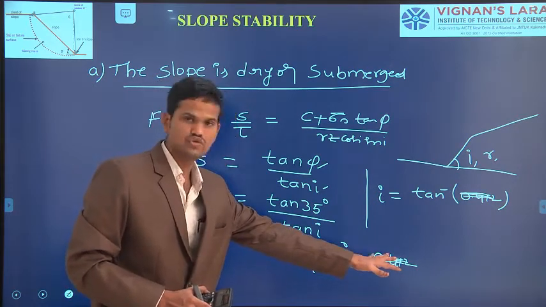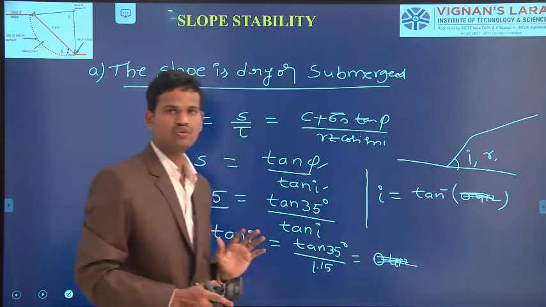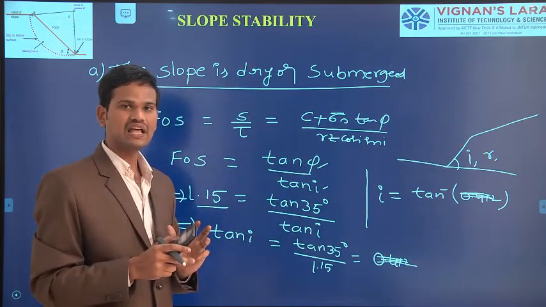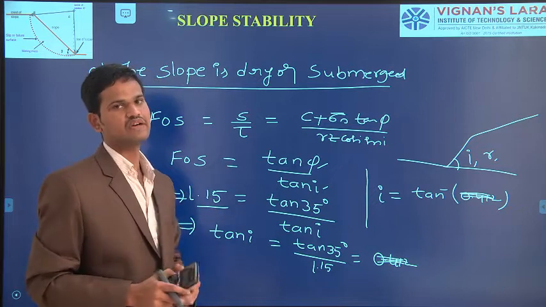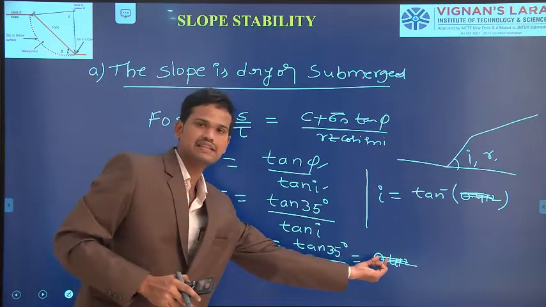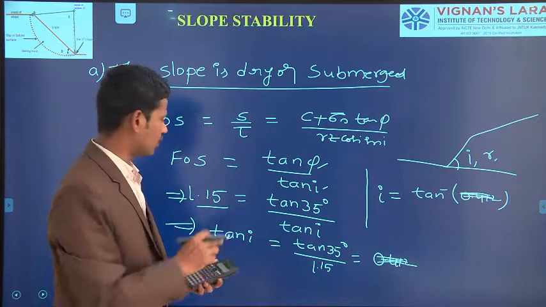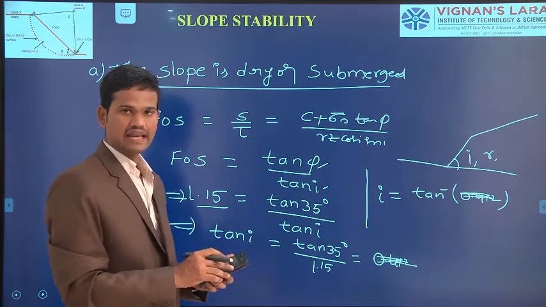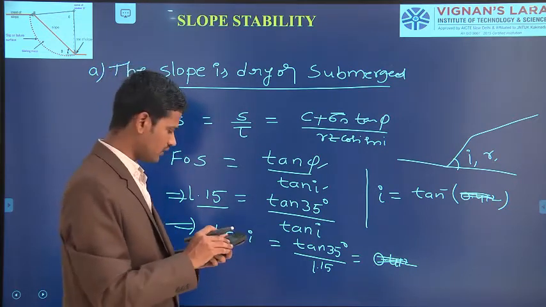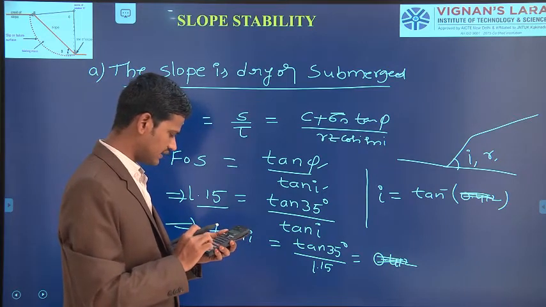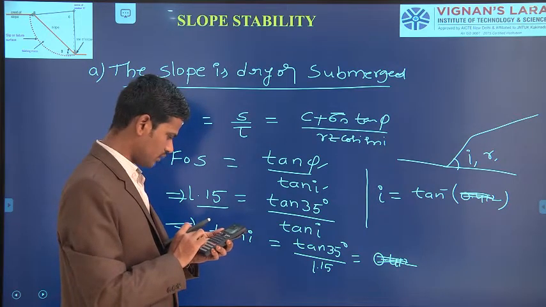You got the value 0.412. That value is in terms of radians, not in degrees. Hence, you got the value as 0.412. Now again we will calculate tan 35 by 1.15. I am substituting tan 35 degrees divided by 1.15.